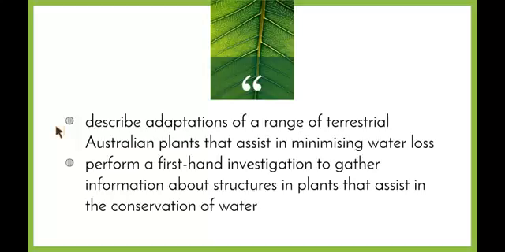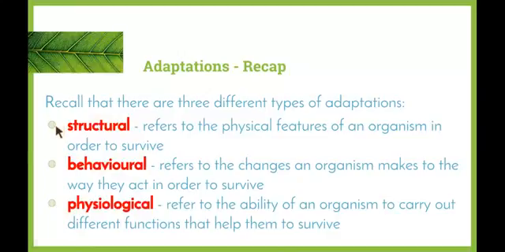And in this particular dot point, we're looking at how they can minimise water loss. So as I said, we have our 3 different types of adaptations. Structural adaptations refer to the physical features of an organism in order for it to be able to survive in its environment. Behavioural adaptations refer to the changes an organism makes to the way that they act in order to survive. And physiological adaptations refer to the ability of an organism to carry out different functions that help them to survive. So note the 3 definitions end basically in the same 3 words: be able to survive.